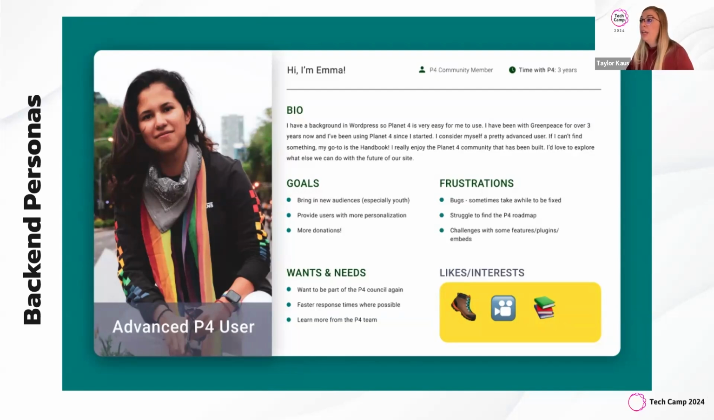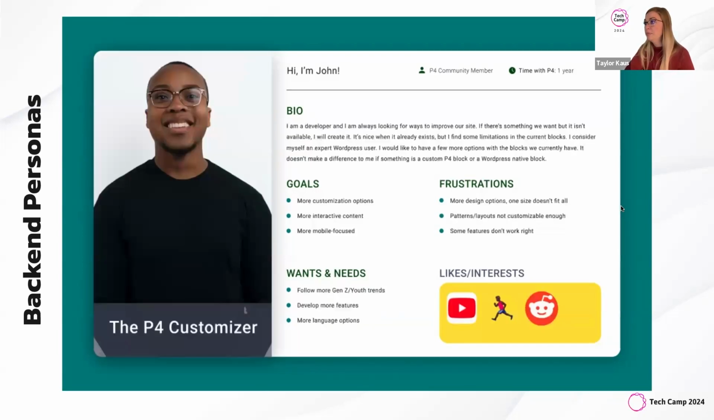Goals: to bring in new audiences, especially youth, to provide users with more personalization, and to get more donations. My frustrations include bugs, as sometimes this takes a while to be fixed. I struggle to find the Planet 4 roadmap, and I have some challenges with some features, plugins, and embeds. Wants and needs: I want to be part of the Planet 4 Council again, faster response times where possible, and I'd like to learn more from the Planet 4 team. My likes and interests include hiking, movies, and books.